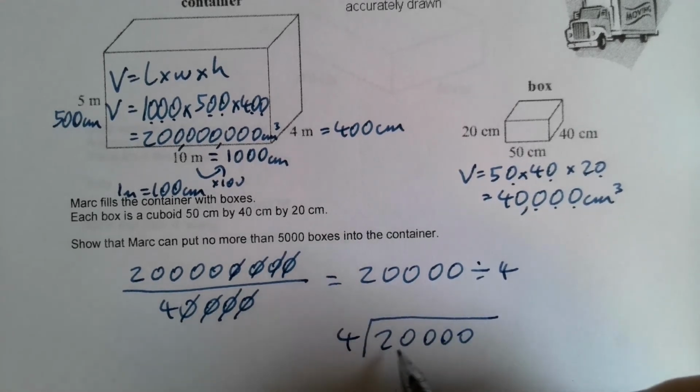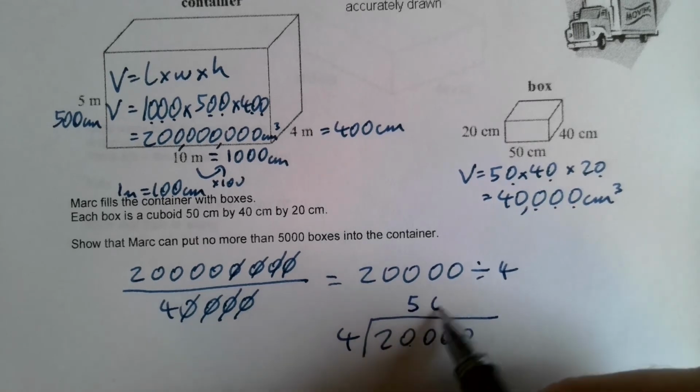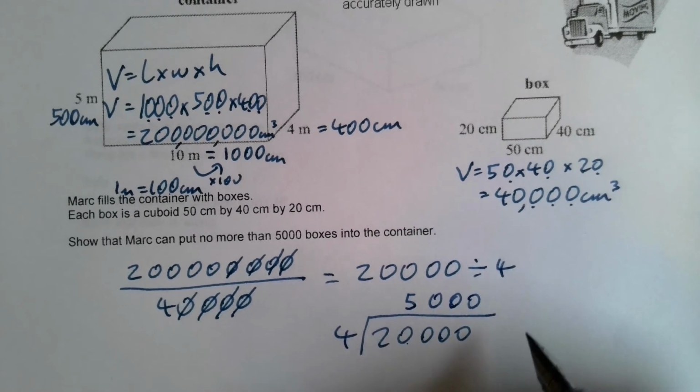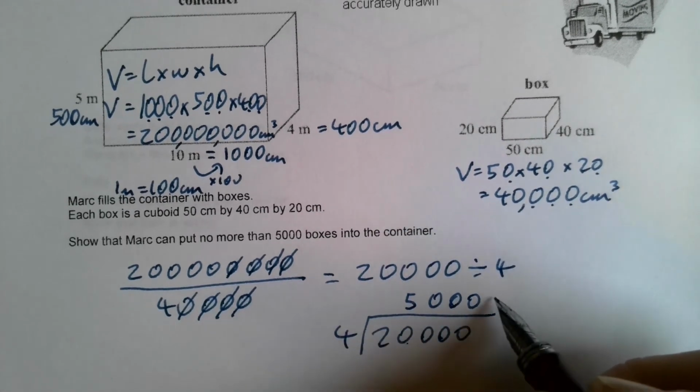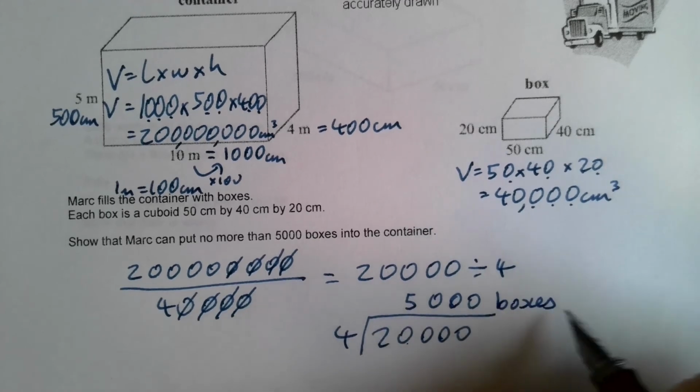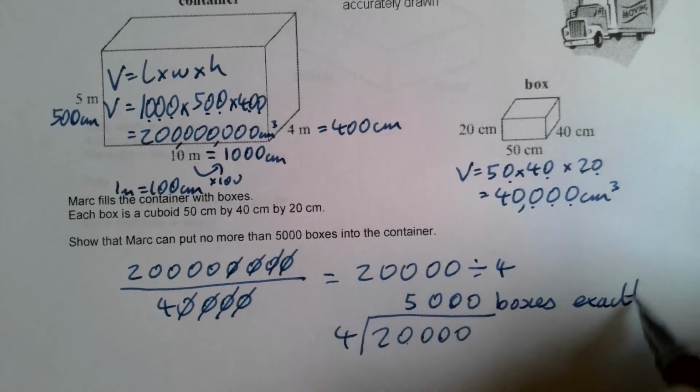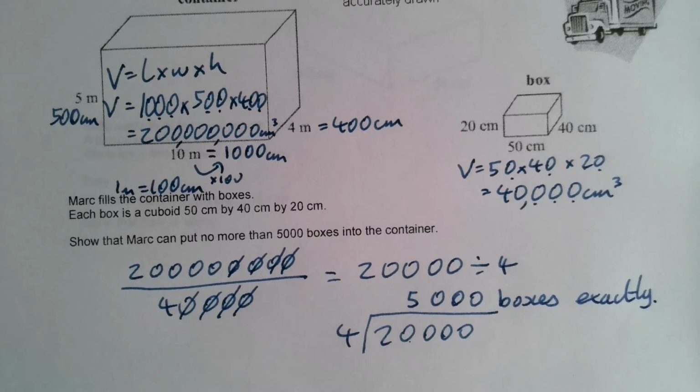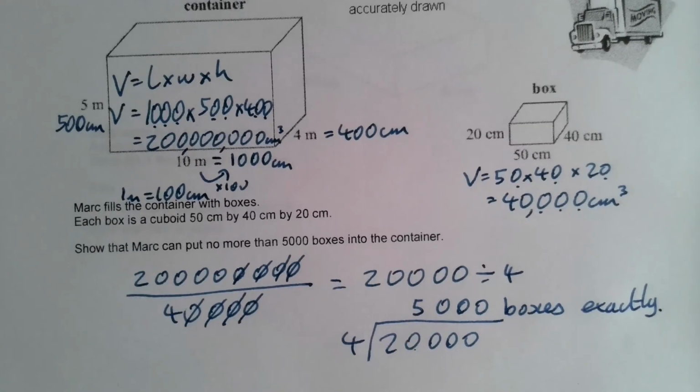So 4 doesn't go into 2, 4 into 20 goes exactly 5, 5,000 times. So that says 5,000 boxes exactly. So if the volume of the 5,000 boxes is exactly the same as the volume of the container, there will not be space for any more.